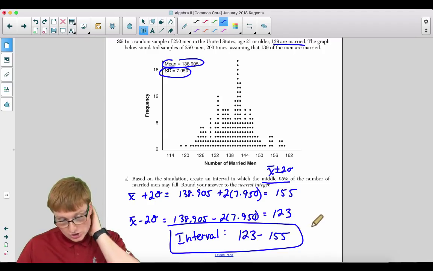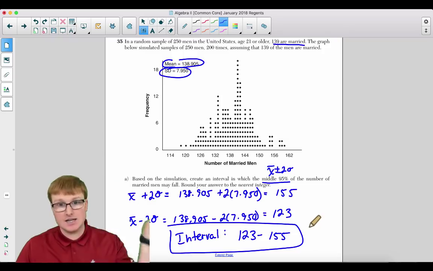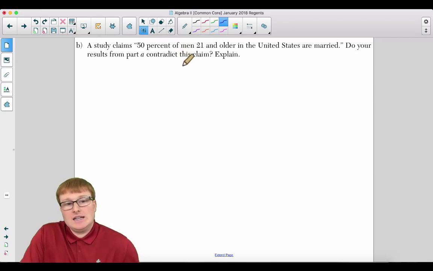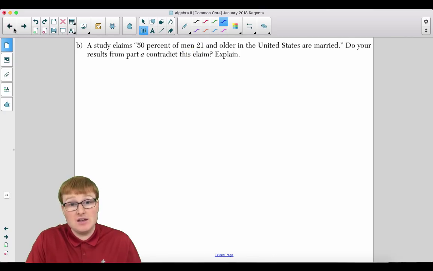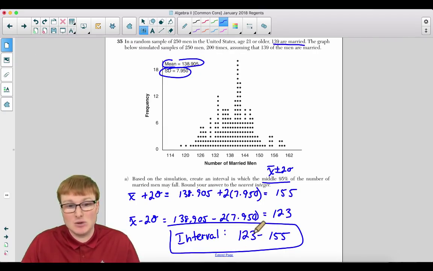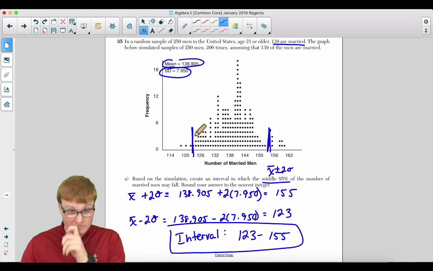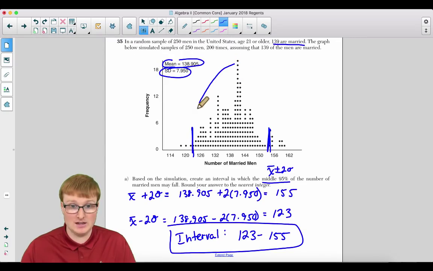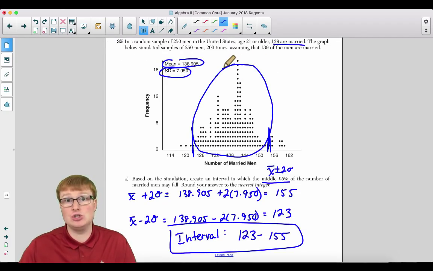Okay, fine. So, what does that tell us? Well, a study claims that 50% of the men 21 and older in the United States are married. Do they agree with these statistics here? Well, the interval is from 123 to 155. It says here, 50% of men 21 or older are married. That is a huge chunk of people, a lot of people who are married and 21 or older.